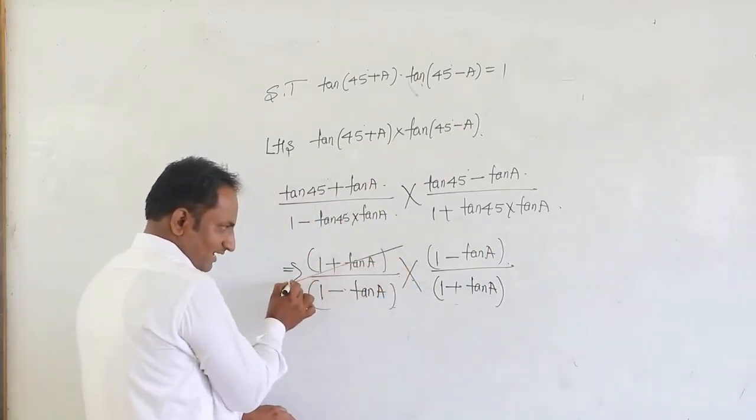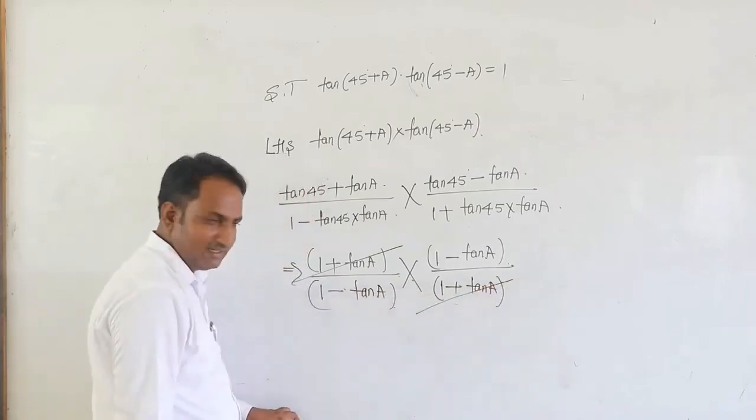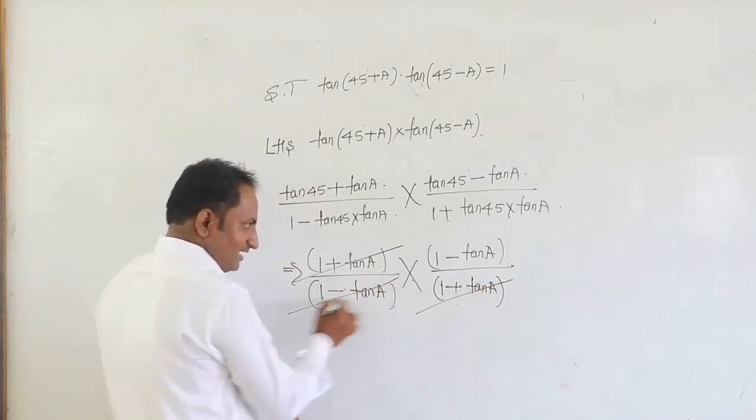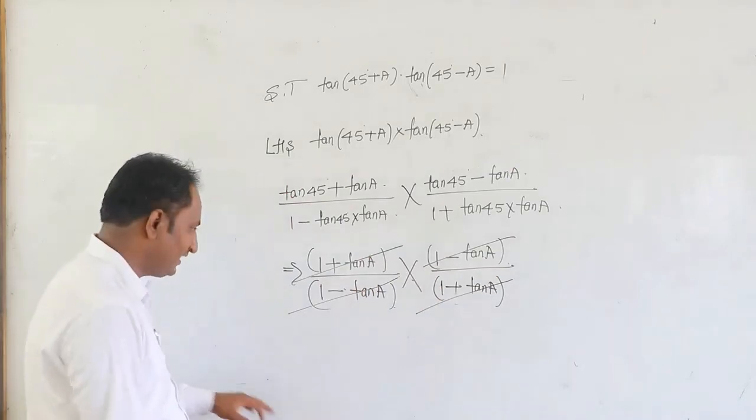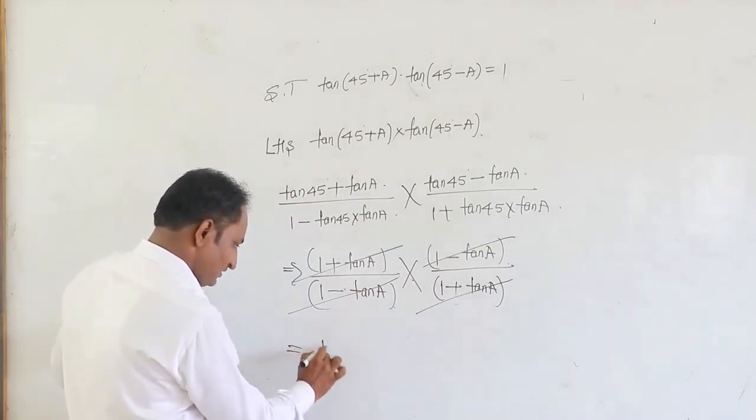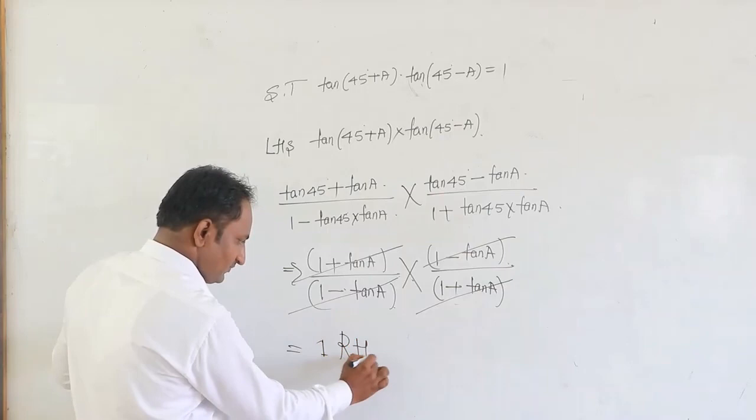Here 1 plus tan A, 1 plus tan A get cancelled. 1 minus tan A, 1 minus tan A get cancelled. That implies this is the 1, RHS.